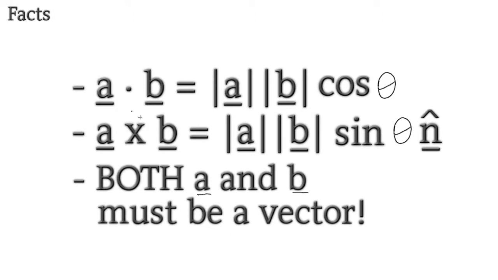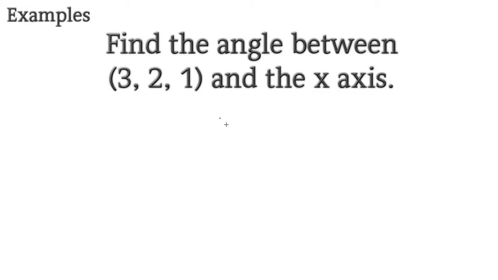For the dot product, this will give you a scalar result, and for the cross product you'll get a vector result in the normal direction. So to find the angle between a vector and the x-axis, in this case you can guess that this implies a positional vector with x is 3, y is 2, and z is 1. In that case, we would use the dot product.